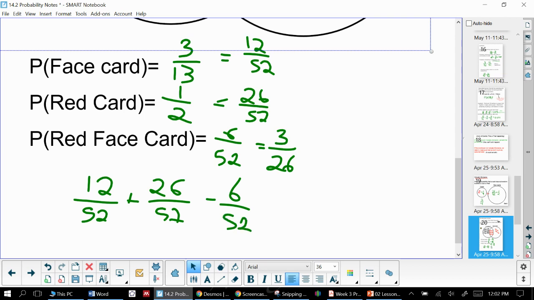And remember, the 6 out of 52, that's coming from those face cards. I've counted those red face cards here. I've counted those red face cards here. This one just fixes it so that I'm not double counting them all. And I end up with 32, I believe. Yeah, 12 plus 26 is 38 minus 6 is 32. So 32 out of 52. And I believe that's 16 out of 26, 8 out of 13.